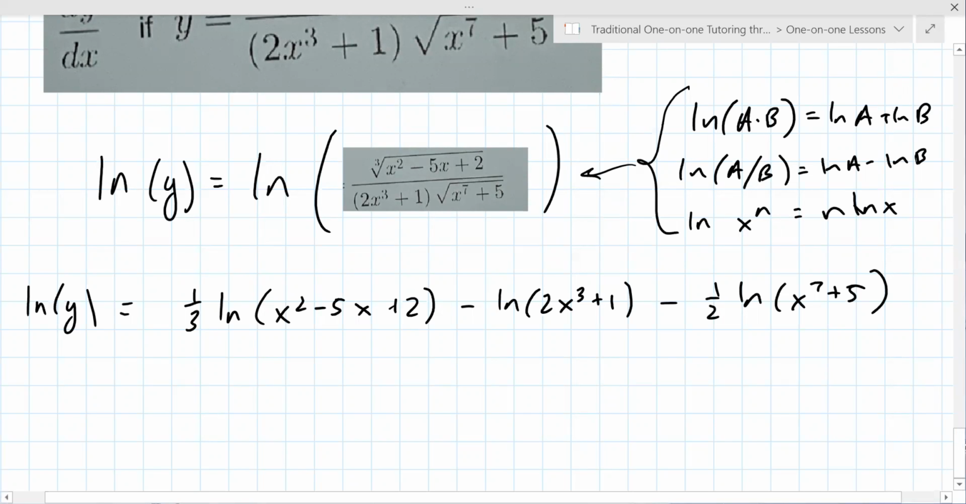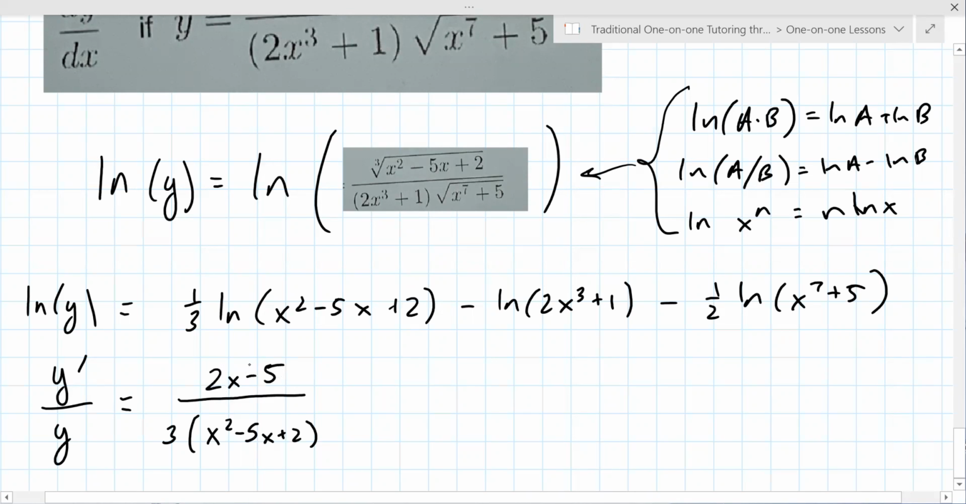Okay, so on the left, it becomes y prime over y. It's 1 over y times y prime, the derivative of that. Then we have to take the derivative of these. It's 1 over, the 3 comes from that 3, x squared minus 5x plus 2 times the derivative of the inside function. At some point, you should just start writing it in the numerator, that way you can save yourself some time. So 2x minus 5 is the derivative of this in the numerator.